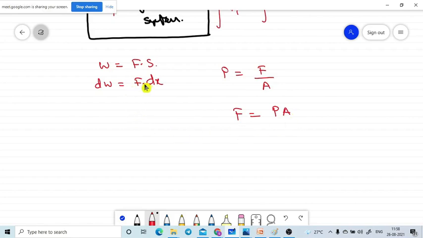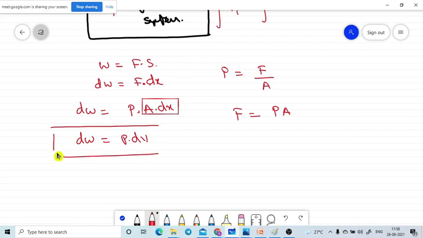So can I substitute here? dW is equal to pressure into area into dx. One more time, please look at this: area, the surface area, into the displacement of the cylinder is equal to volume. So dW is equal to P dV. This is the amount of work done at constant pressure. This equation represents the amount of work done by the gas.